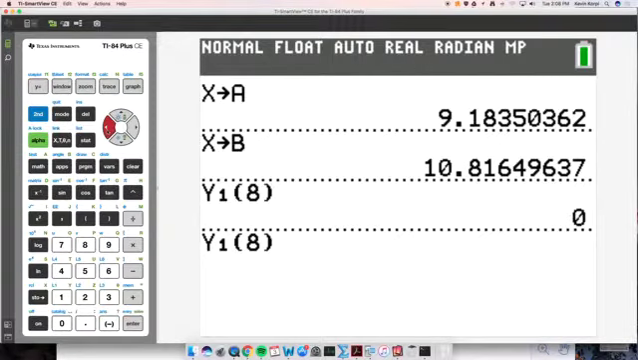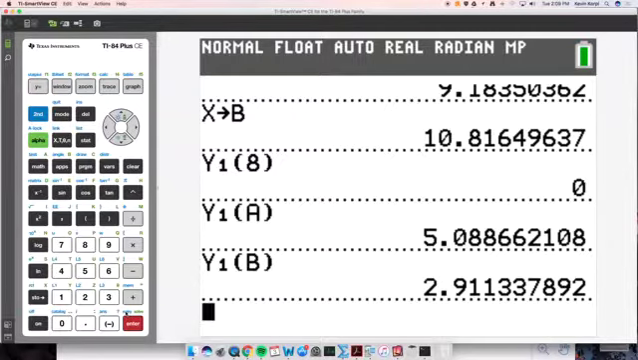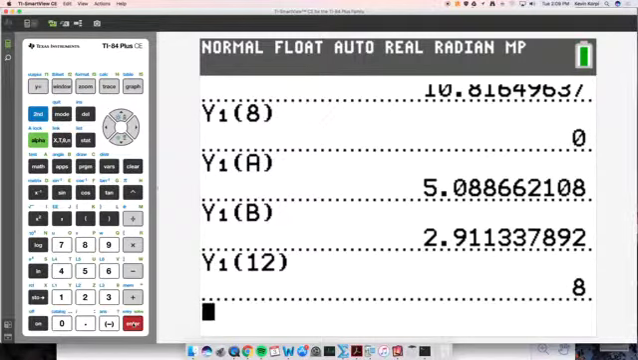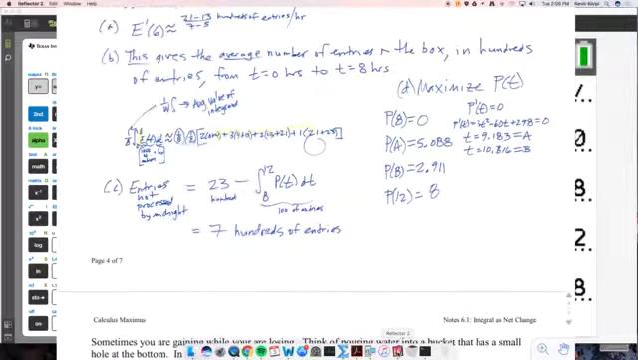Recall it or type it in again, y1 now of alpha A, and you get 5.088 hundreds of entries per hour. Recall it, come back in here, replace that with alpha B, 2.911 hundreds of entries per hour. I'm writing these down. And then the last one, recall it and just come back here and type in a 12, and you get 8 hundreds of entries per hour. And now with all the data there, we answer the question.